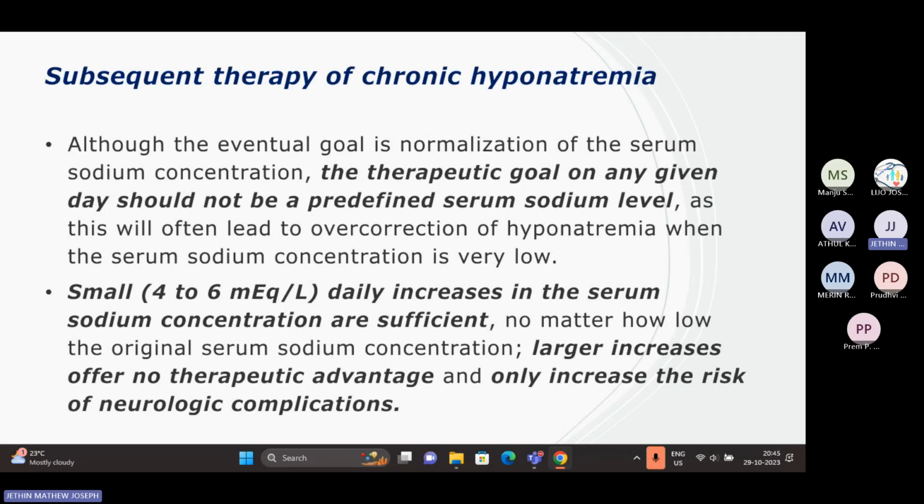Subsequent therapy of chronic hyponatremia. Although the eventual goal, as I mentioned earlier, is normalization of serum sodium concentration, the therapeutic goal should not be a predefined sodium level. Your goal is to increase the sodium level by 4 to 6 daily. Small 4 to 6 daily increases in the sodium concentration are sufficient, no matter how low the original serum sodium concentration is. Larger increases offer no therapeutic advantage and only increase the risk of neurologic complications.